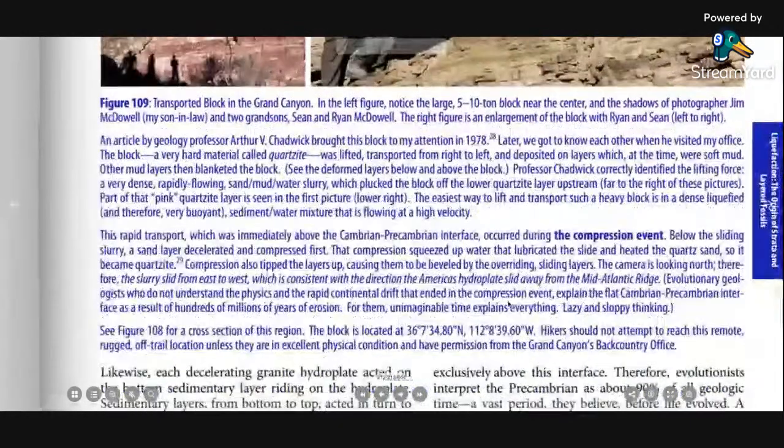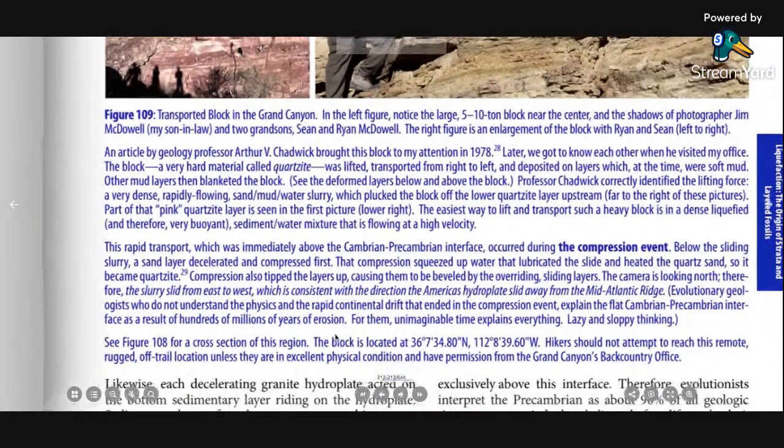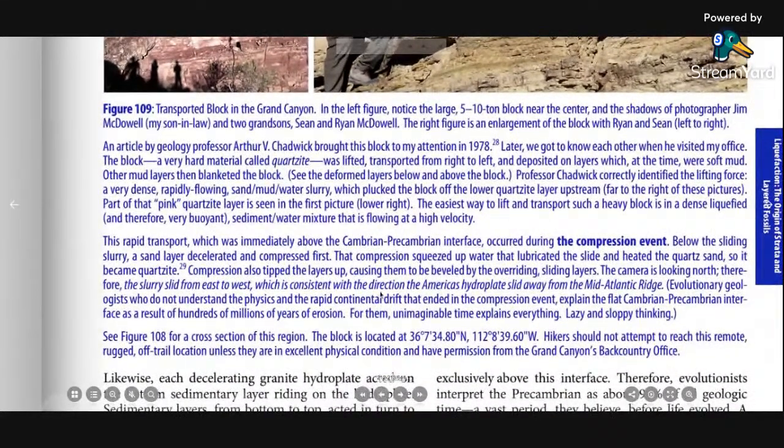This rapid transport, which was immediately above the Cambrian-Precambrian interface, occurred during the compression event. Below the sliding slurry, a sand layer decelerated and compressed first. The compression squeezed up water that lubricated the slide and heated the quartzite sand, so it became quartzite. Compression also tipped the layers up, causing them to be beveled by the overriding sliding layers. The camera is looking north, therefore the slurry slid from east to west, which is consistent with the direction the American hydroplate slid away from the mid-Atlantic ridge.